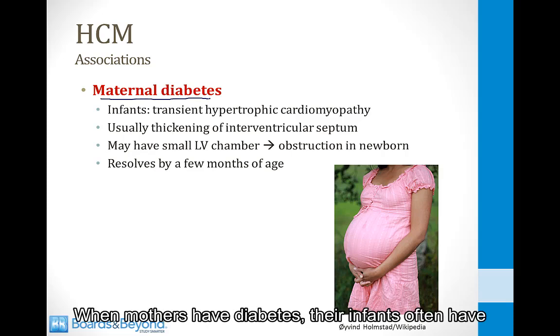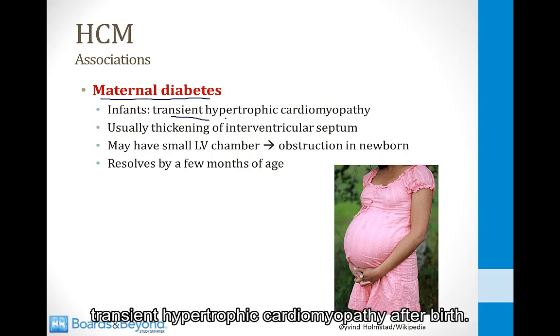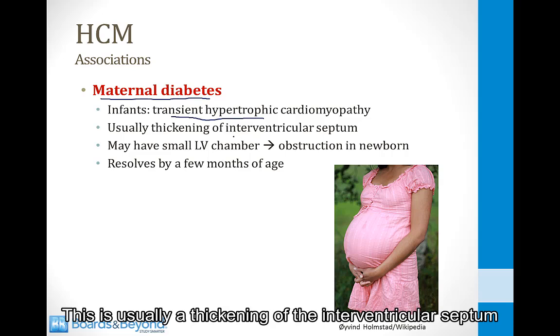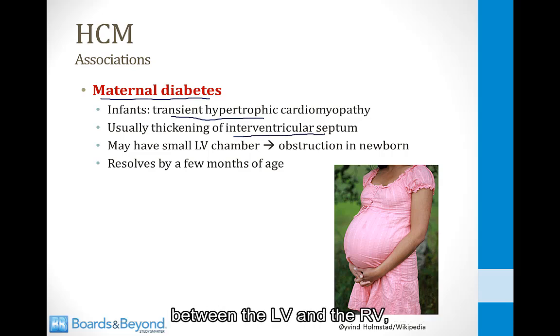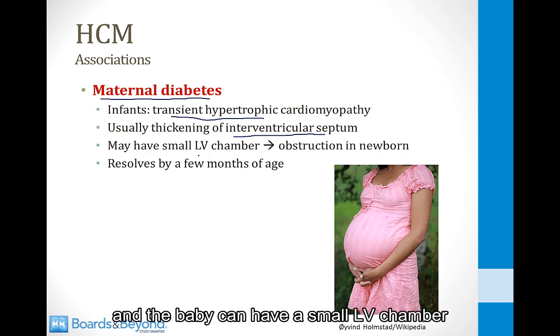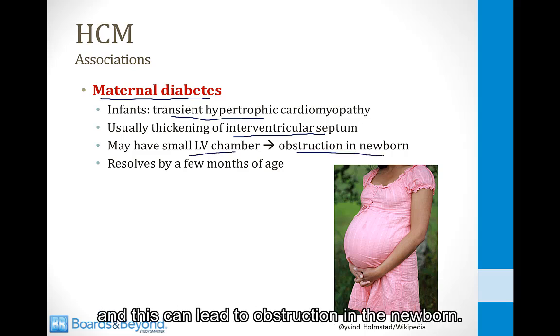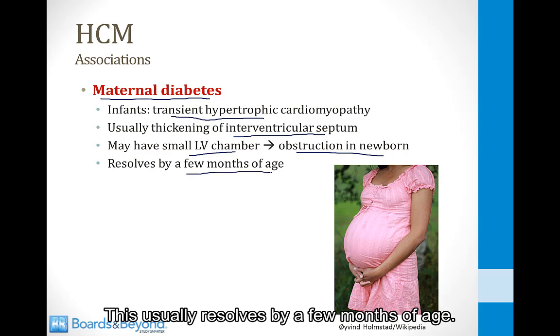When mothers have diabetes, their infants often have transient hypertrophic cardiomyopathy after birth. This is usually a thickening of the interventricular septum between the LV and the RV, and the baby can have a small LV chamber, and this can lead to obstruction in the newborn. This usually resolves by a few months of age.